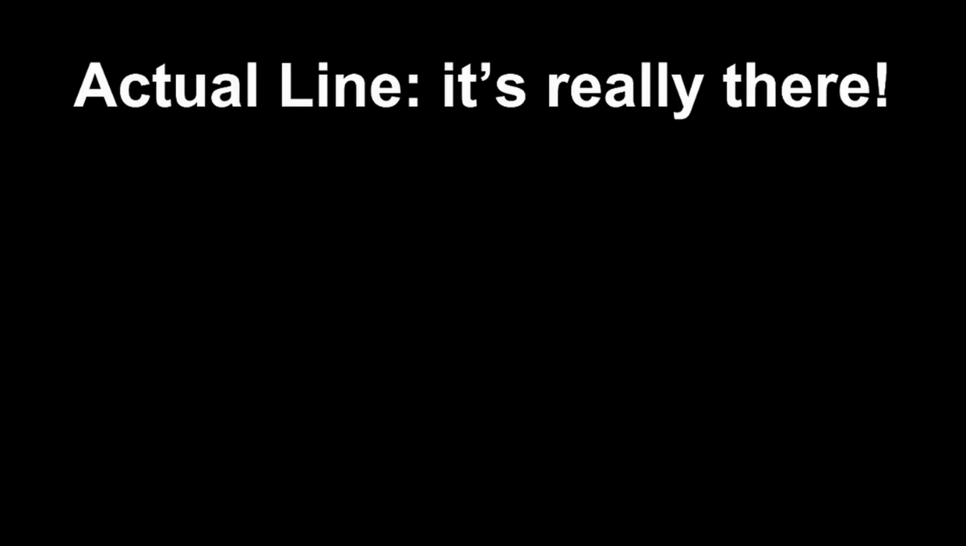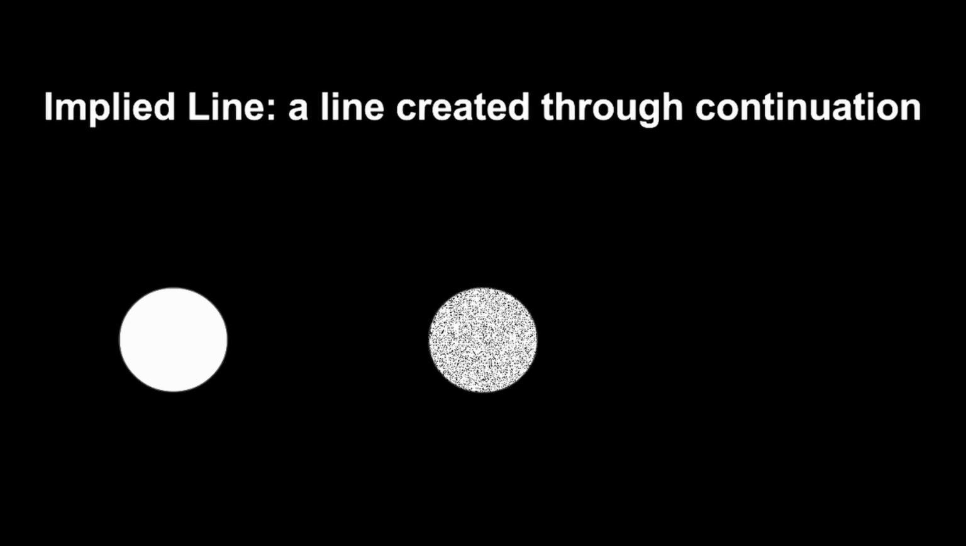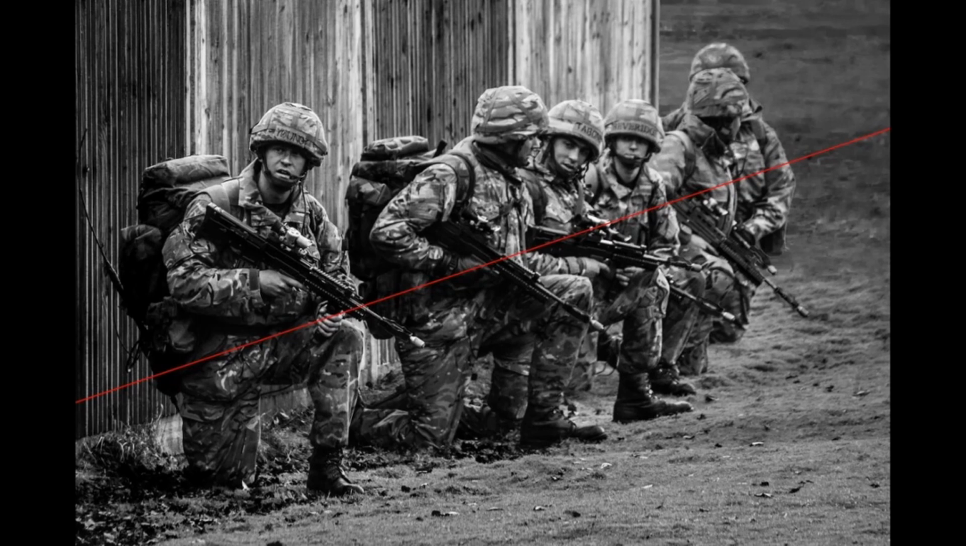Okay, there are a couple of different types of lines that we're going to go through. Actual line. That line is really there. I make a mark on a paper, it's really there. We have an implied line. It's a line created through continuation. I make a few dots, and our brain connects those dots together, and I have a line, right? Now we can do this in a composition. We have a group of people, maybe a bunch of bottles, maybe a group of apples. Our brain's going to connect those together and make a line, kind of like what's happening in this photo.